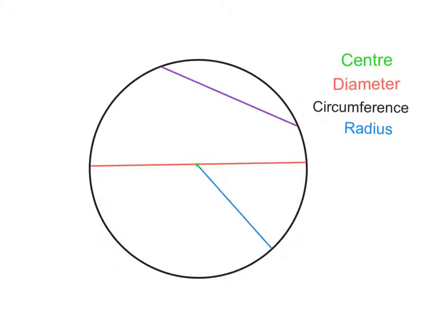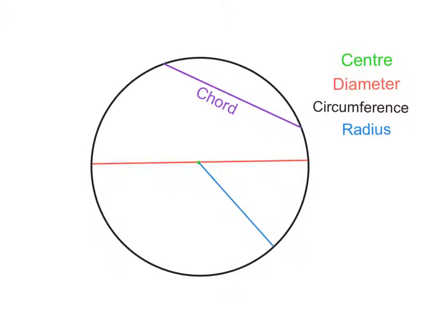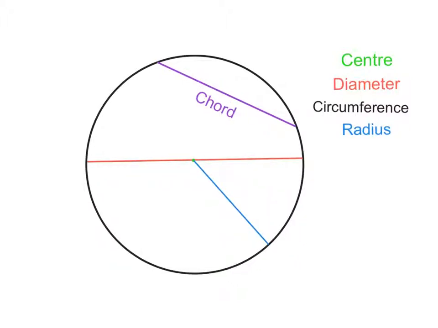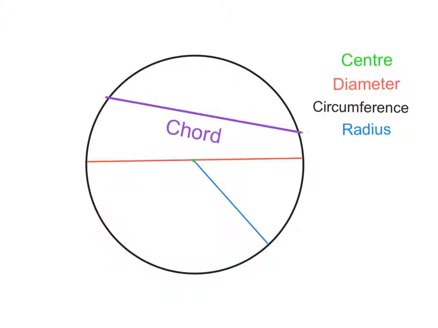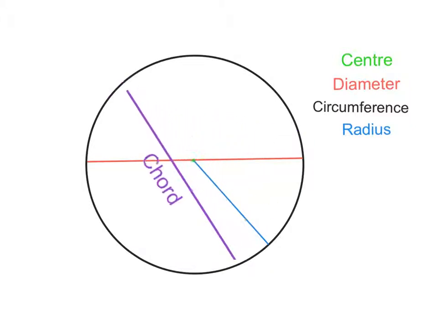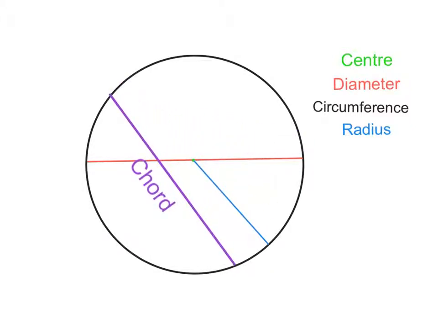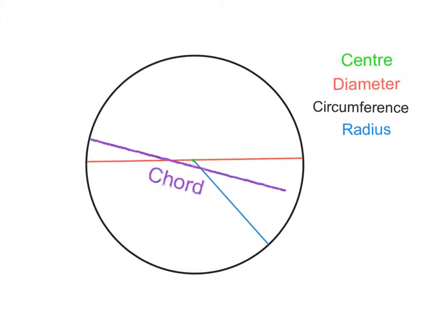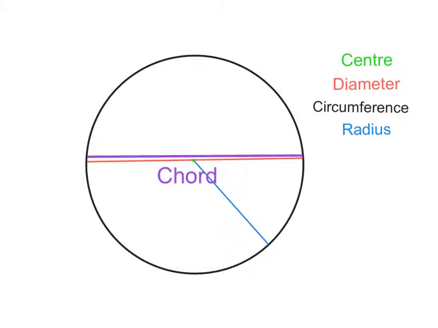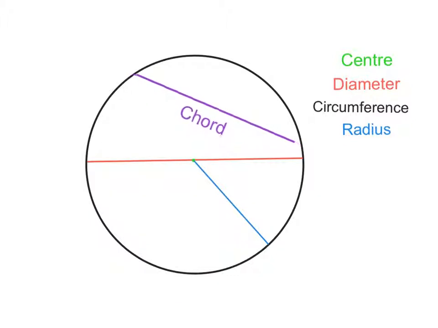This purple line is called a chord. A chord goes from one part of the circumference to the other at any time. For example, these things. You may also know or notice that a chord, or rather the diameter, is a special type of chord. An arc is the shape that part of the circumference describes.